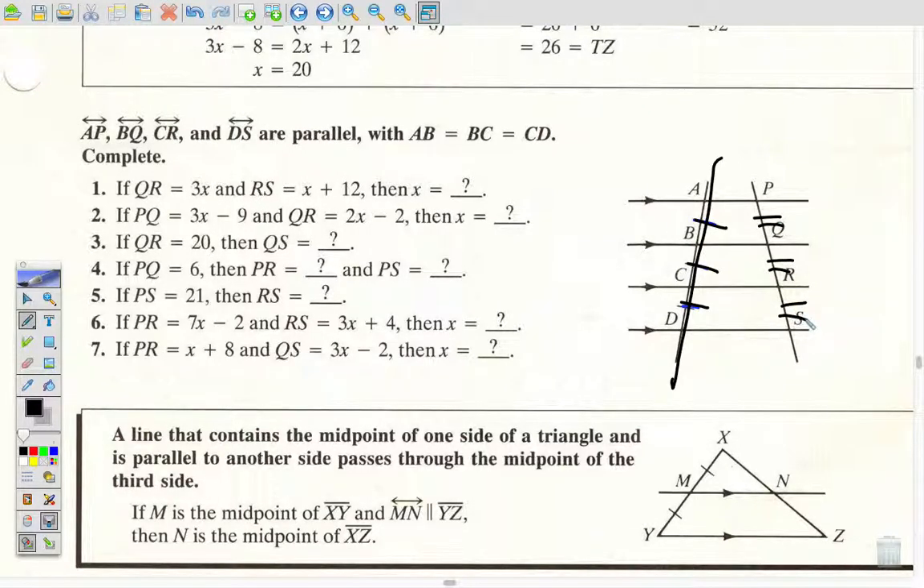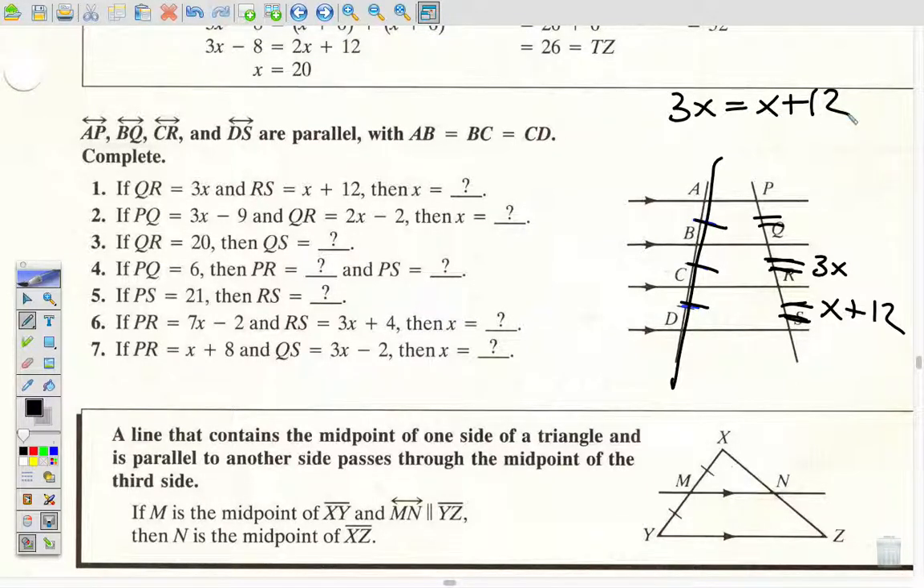If QR is 3x, so QR, from Q to R, is 3x. So that part is 3x. And RS is x plus 12. So this part from R to S is x plus 12. How can we figure out what x is? Well, we know that this part equals this part. So 3x equals x plus 12. And then we solve it for x.